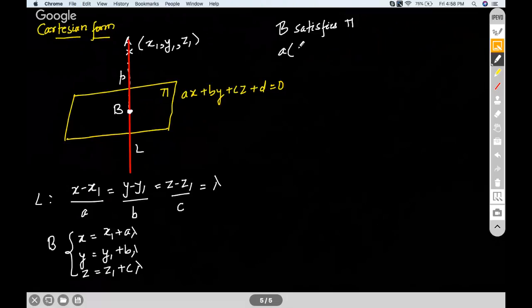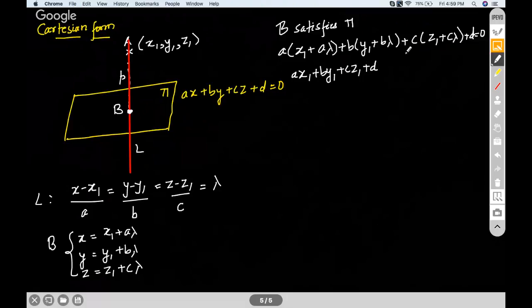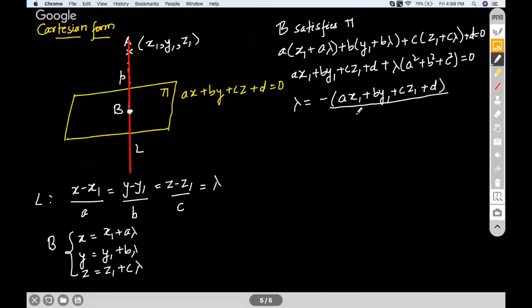So A times x, which is nothing but x1 plus A lambda, B times y, which is nothing but y1 plus B lambda, and C times z, which is z1 plus C lambda, plus D is equal to 0. Correct? So which gives me ax1 plus by1 plus cz1 plus D plus lambda times (a square plus b square plus c square) equal to 0. So your lambda becomes negative of (ax1 plus by1 plus cz1 plus D) whole divided by (a square plus b square plus c square).